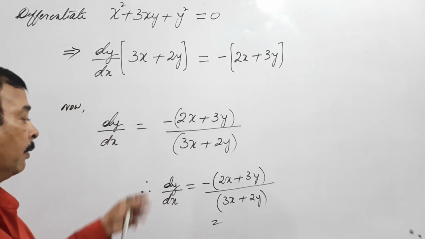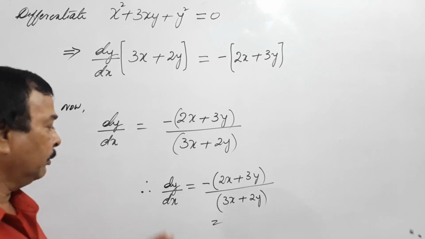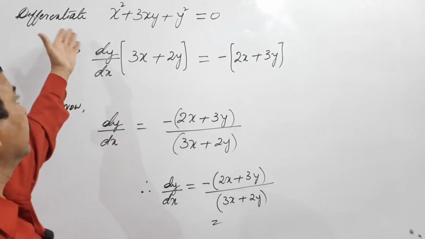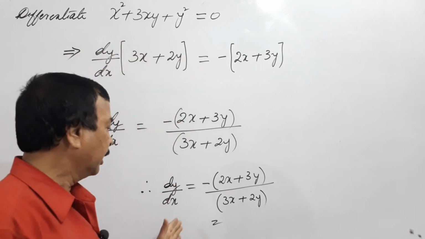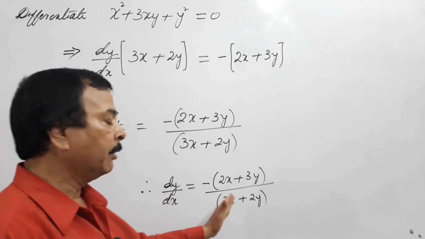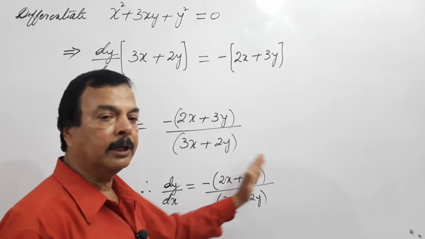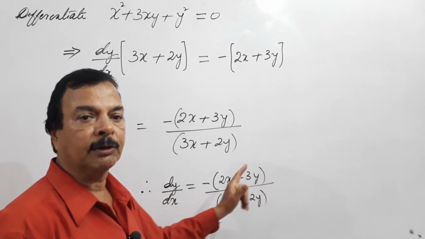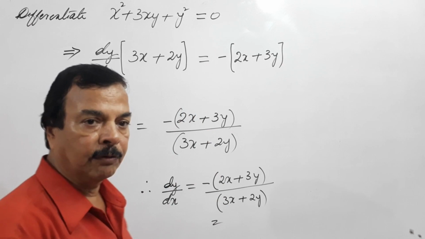So dear students, I hope you have understood this. You are asked only to find dy by dx in this sort of implicit functions. Try to find dy by dx. So you keep the dy by dx terms on the left hand side, the remaining non dy by dx terms on the other side. That sort is implicit function. So let's go for the next problem.